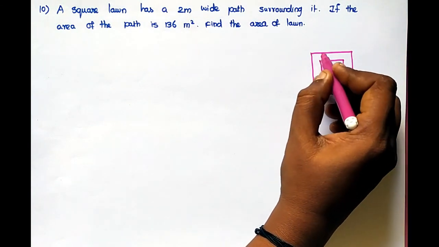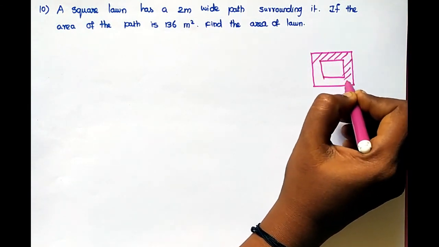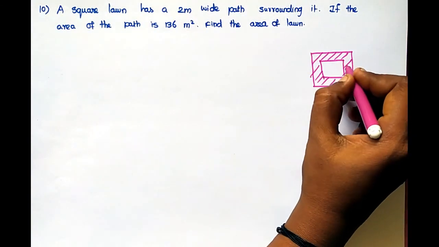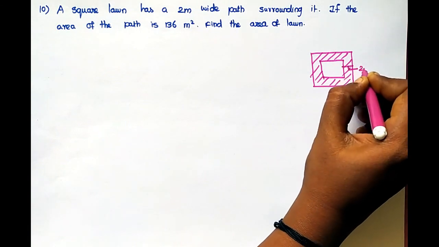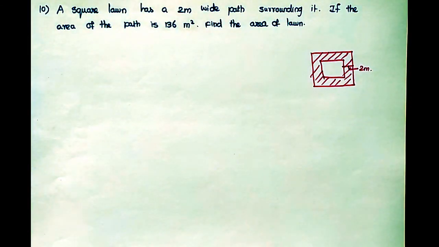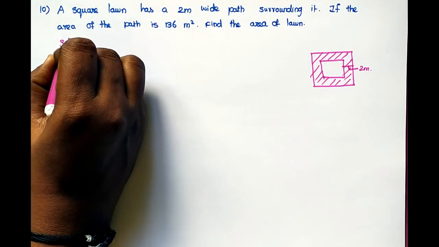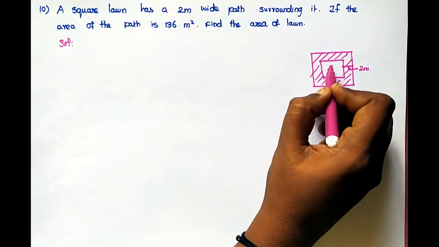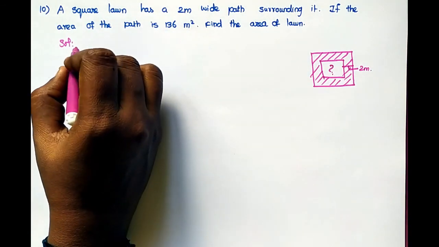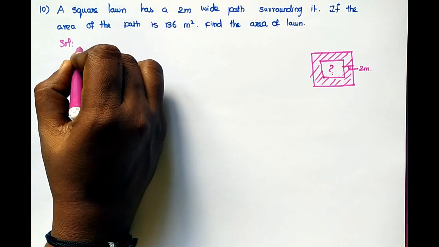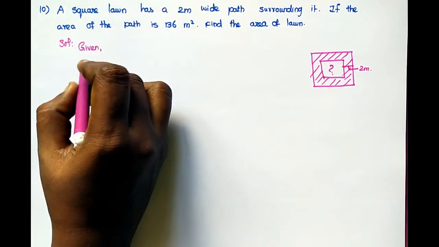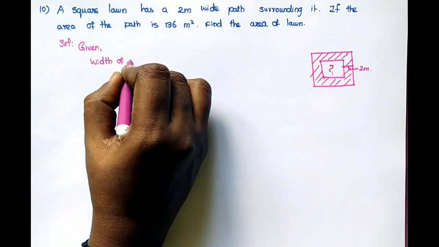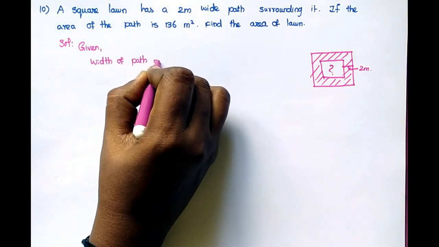Its area, they have given this one. This area is 136 meter square and the width of the lawn is 2 meter. From that we have to find out the area of this. So listen, first write down what they have given. Width of the path equal to 2 meter.